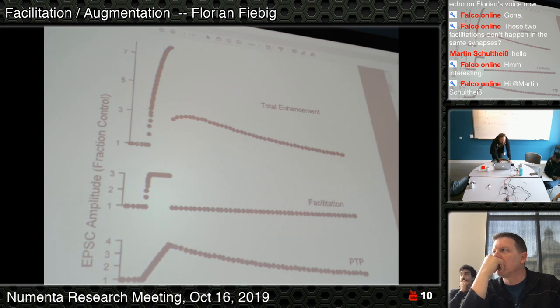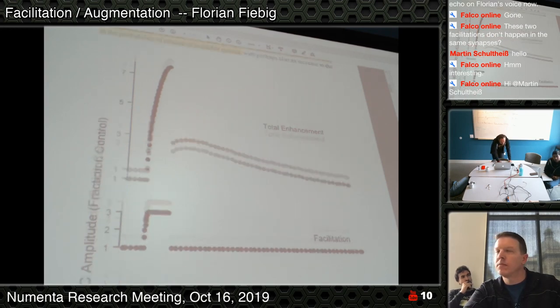So at first, you have a slow stimulation of the network, and you see that the synapse doesn't really change. It transmits some current, and that current is pretty much always the same. So the postsynaptic potential is pretty much always the same.